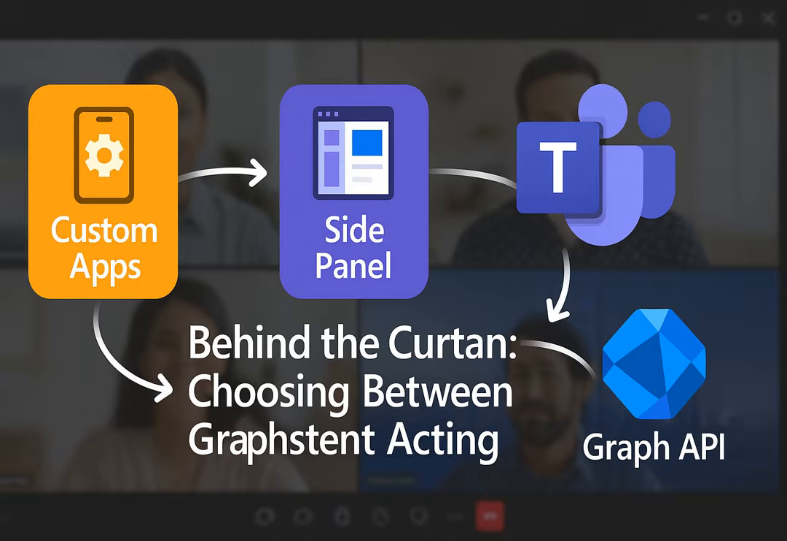When all of this comes together, the manifest placement, the context-aware deep linking, the seamless authentication, the app stops being that extra thing in the meeting. It just becomes the place where the work happens. People stop noticing it as separate from Teams. That invisibility is actually the goal because it means the tool is supporting the meeting, not competing with it for attention.